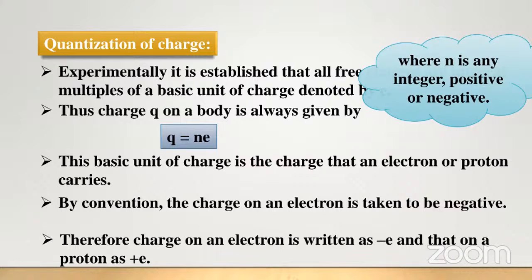First point, experimentally it is established that all free charges are integral multiples of a basic unit of charge denoted by e. Q is n e, where n is any integer, positive or negative. So finally, the charge Q on a body is always given by Q is equal to plus or minus n e.